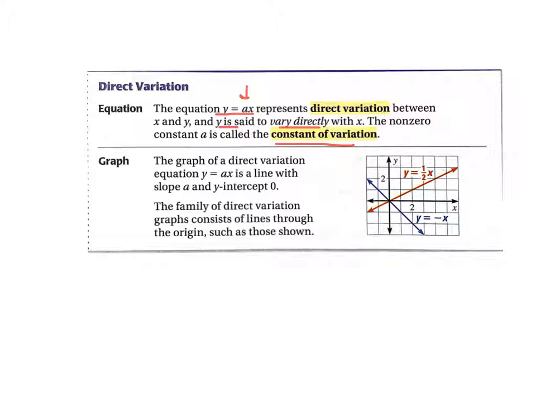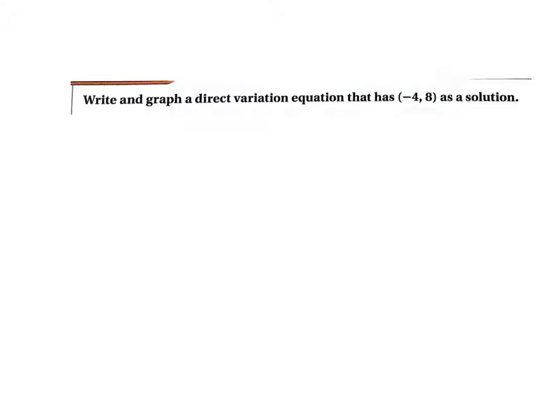The graph of a direct variation is easy to find. It has a slope a, the constant is the slope, and the y-intercept is always 0. That's key. So the graph's going to look like that. In that picture, 1/2 would be a, -1 of the blue line would be a, that's the constant. And notice they both go through the origin because the y-intercept must be 0 in a direct variation graph. All right, they're going to give you 3 or 4 kinds of problems today.